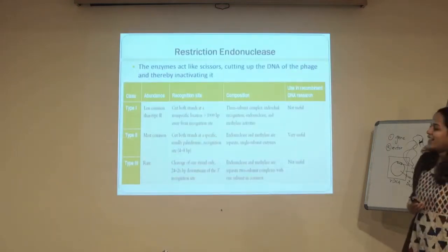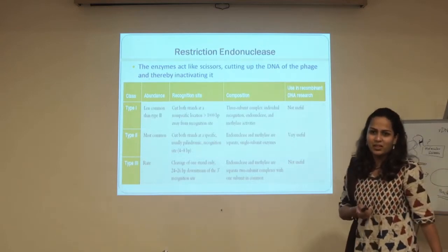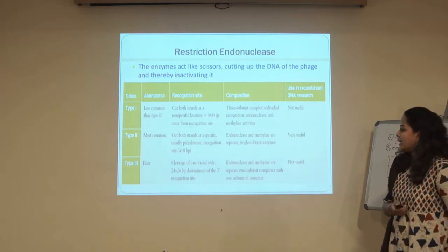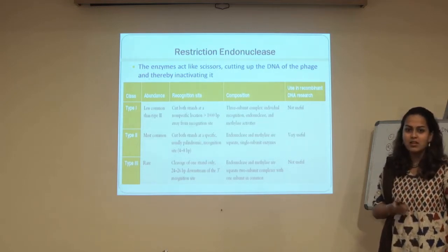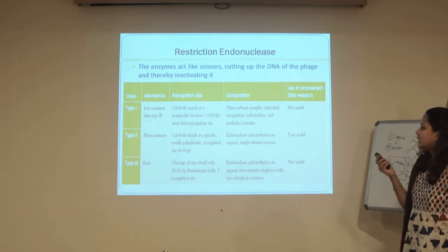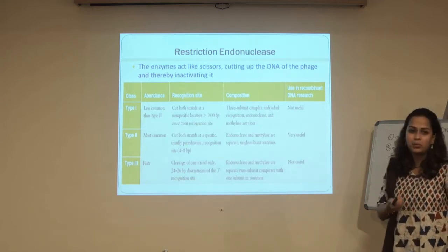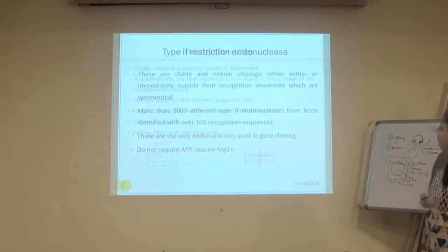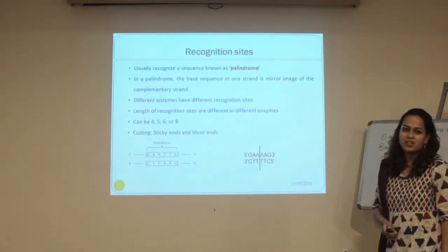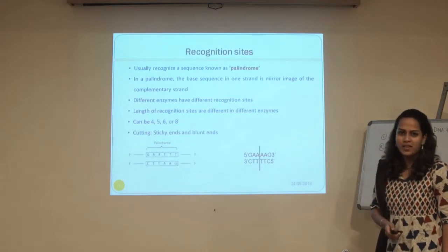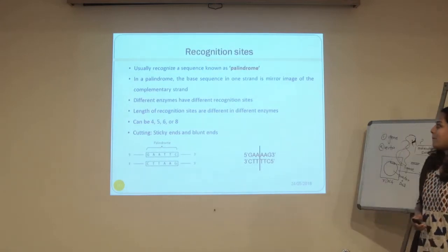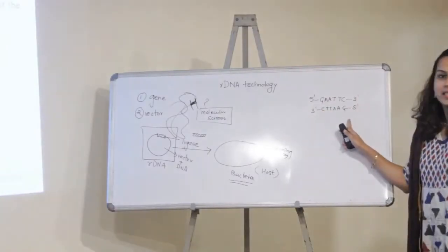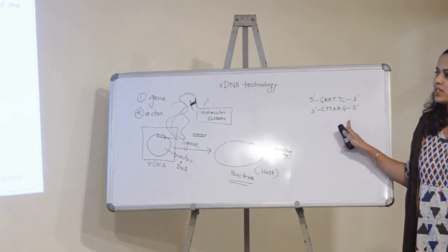Now there are three types of restriction endonucleases: type 1, type 2 and type 3 restriction endonucleases. Mostly we go for type 2 restriction endonuclease. Okay. Restriction endonucleases usually recognize a sequence which is called a palindrome sequence. Okay. Now just have a look here. This is a palindrome sequence.